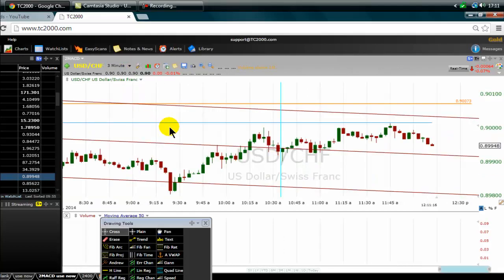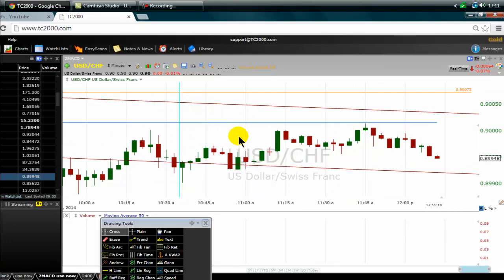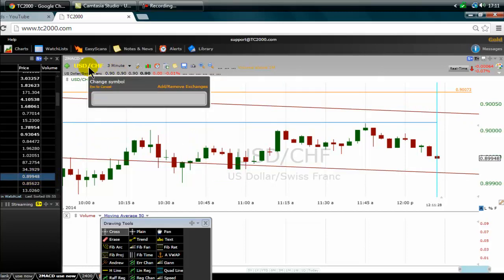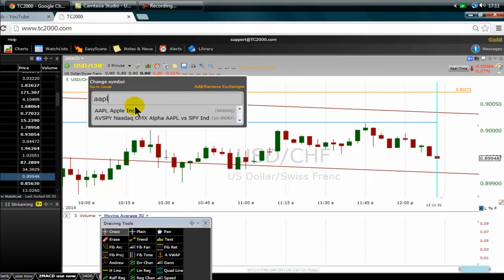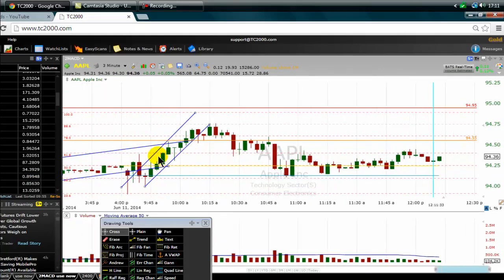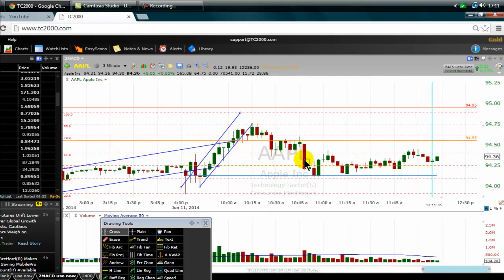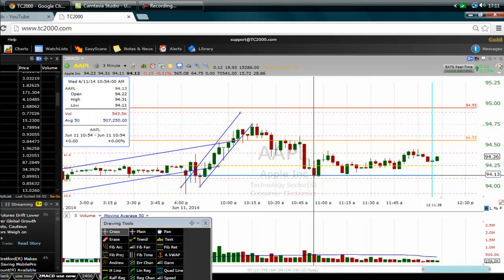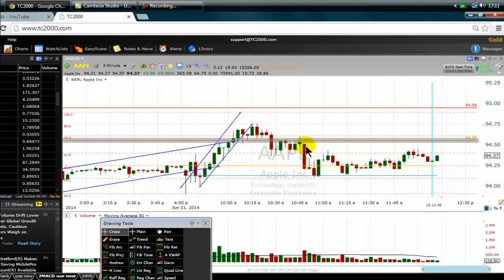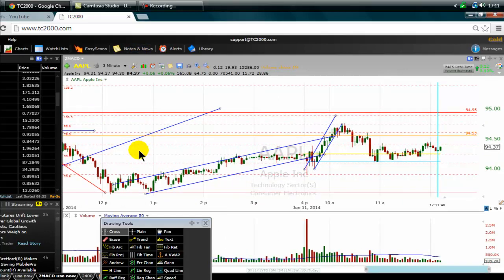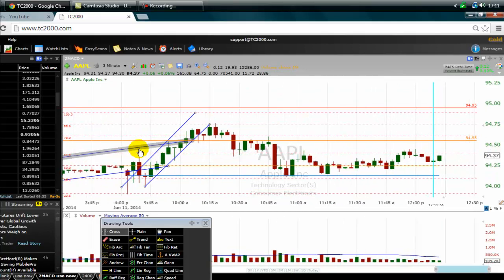So to avoid the video being too long, we're going to pause it again. This is the dollar Swiss franc currency pair, and the Apple stock, lovely Apple stock, is still fighting. This is my entry point, it went down. I could have taken my profit here, but I don't want to, so I'll leave it as it is right now. Pausing the video again, and we will come back and see whether we're going to get paid today or not. It's going a bit up and down.